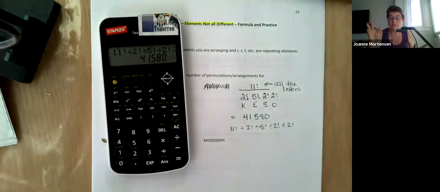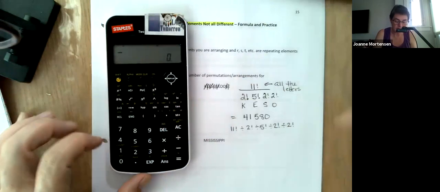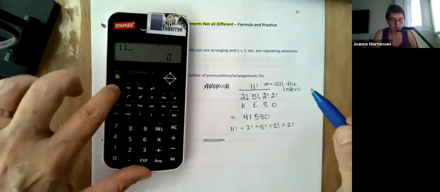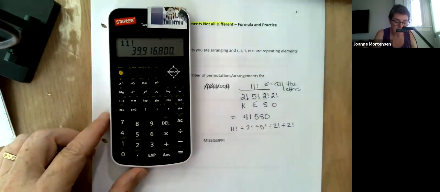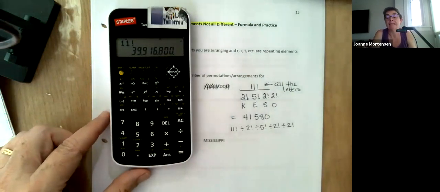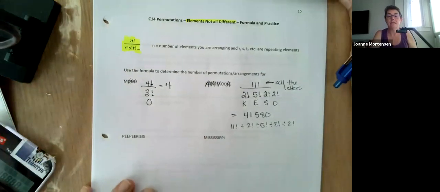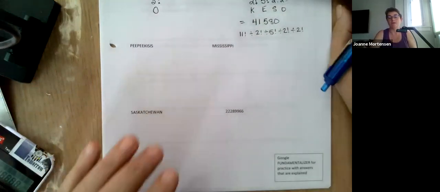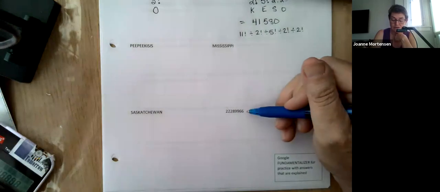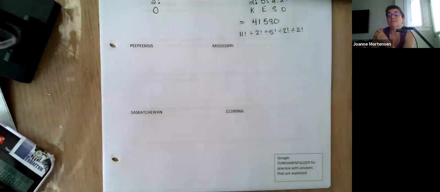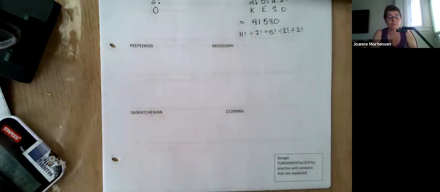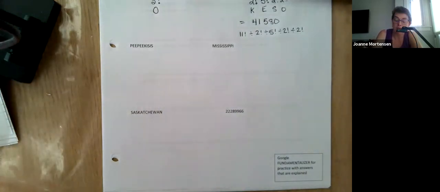Now, just for fun, if all the letters in Kisakus were different, then you would have 11 factorial, and you'd have like 39 million ways of arranging it. So it's significantly less because there are replicated letters. That being said, now you know how to do it. Pause the video and complete Pepikis, Mississippi, Saskatchewan. And just so you know, you can also use it on numbers. It doesn't have to be just letters. It's just the way it's always been introduced. Okay, pause the video, do the math, and then turn it back on and check your answers.